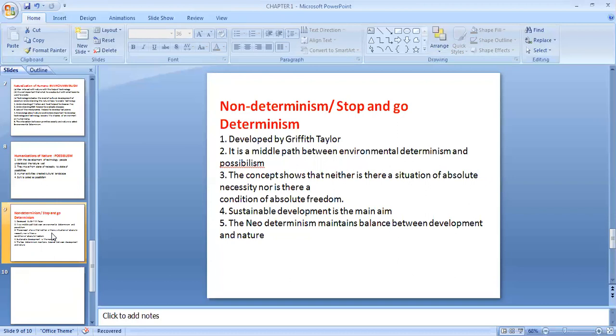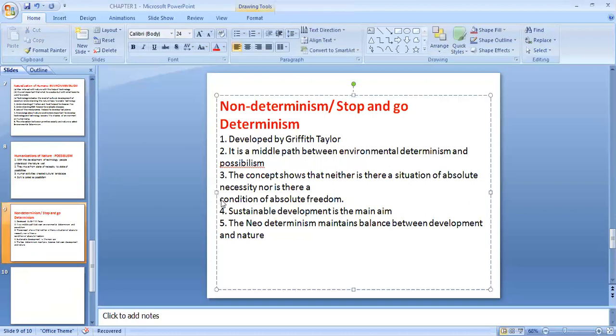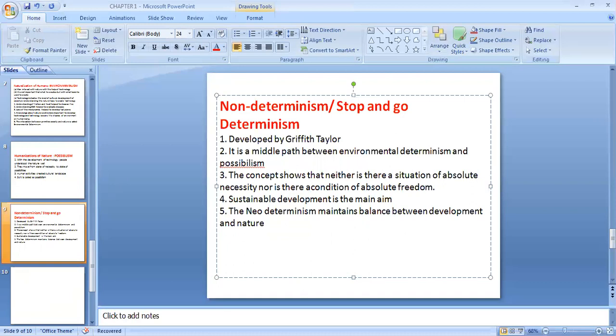This concept shows that neither is there a situation of absolute necessity nor a condition of absolute freedom. We are not totally free. Sustainable development is the main aim of neo-determinism. Neo-determinism maintains the balance between development and nature.